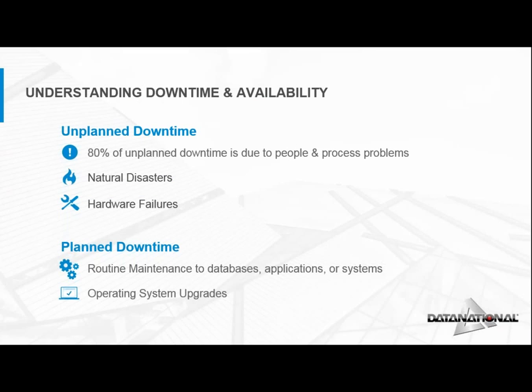Okay, understanding downtime and availability. There are basically two types of downtime, unplanned and planned. Believe it or not, the majority of downtime is planned. There's been a lot of research on this, and Gartner has done a lot of research specifically, and what we learn is that 5 to 10% of all downtime is unplanned. The balance of that, which is the majority, is routine maintenance and planned downtime.